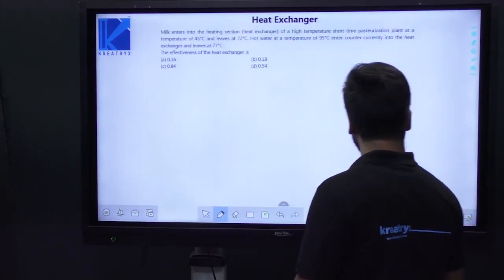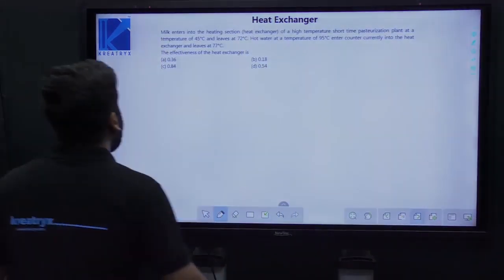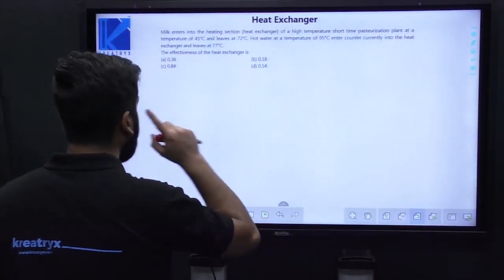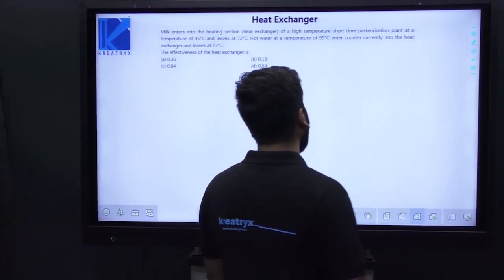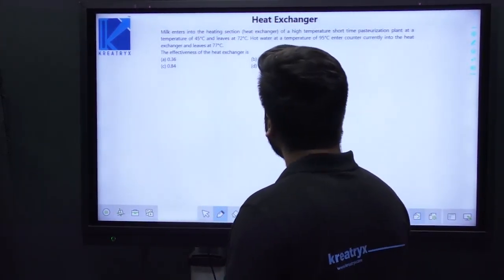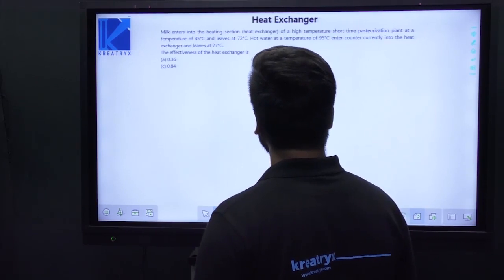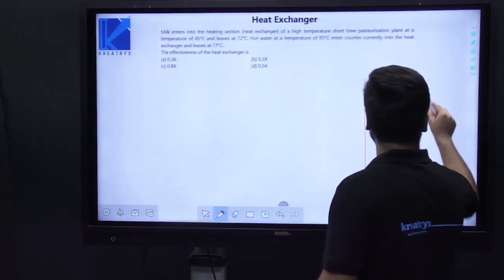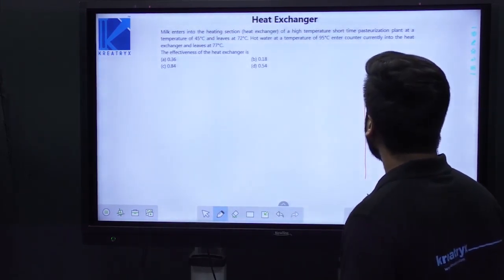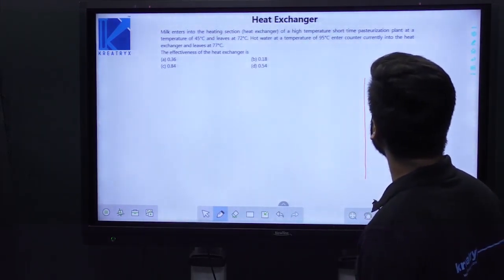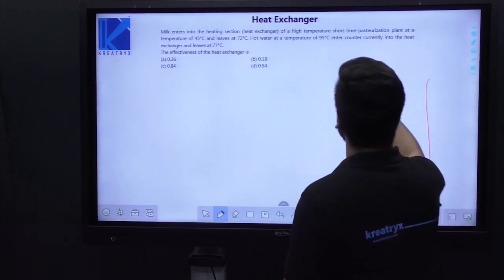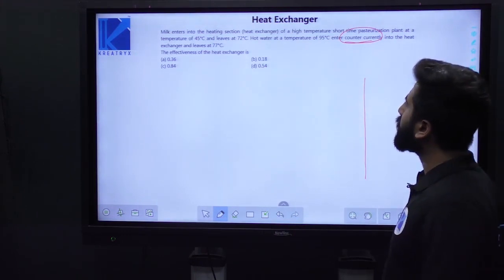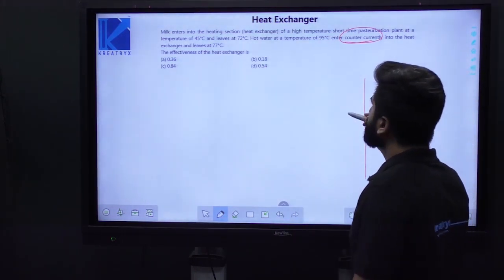Next question. So the next question is, milk enters into the heating section of a high temperature short time pasteurization plant at a temperature of 45 degrees Celsius and leaves at 72 degrees Celsius. The inlet and outlet temperature of milk is given. Hot water at a temperature of 95 degrees Celsius enters counter currently, that is a counter flow heat exchanger, into the heat exchanger and leaves at 77 degrees Celsius. Let's plot this.